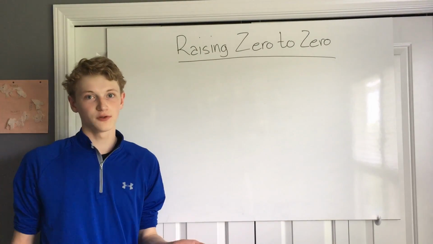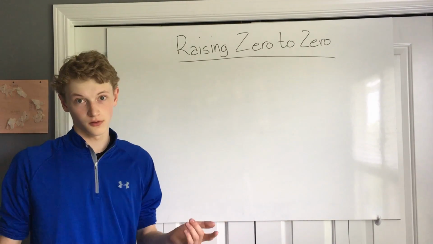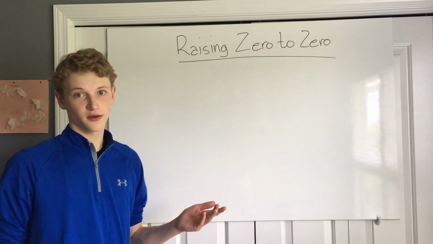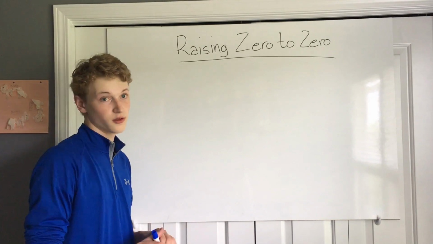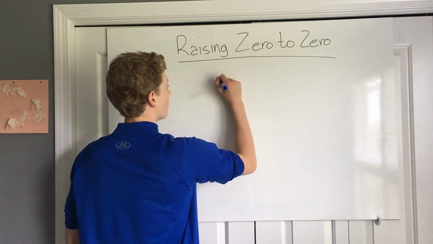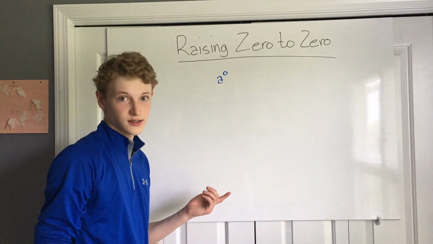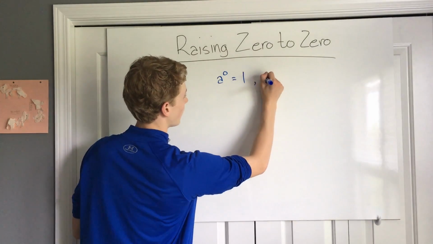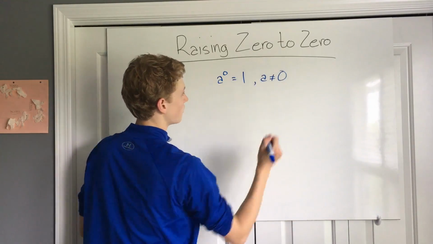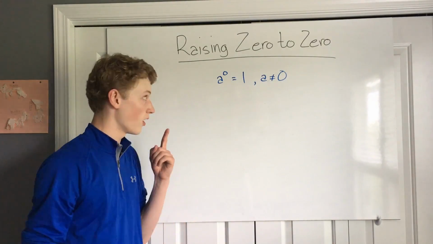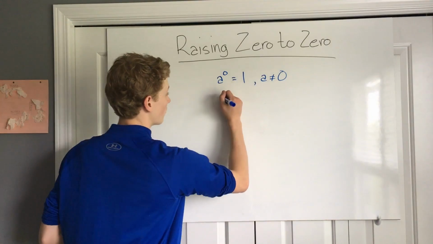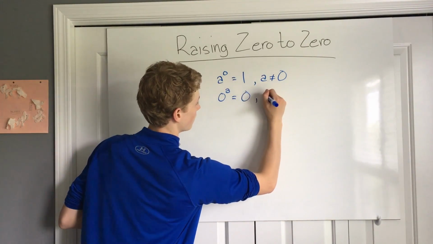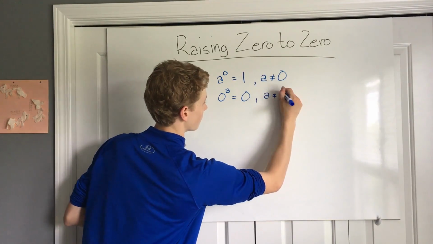So now let's look at what happens when we try to raise 0 to 0. So again, let's talk about some very basic properties of math. So when we raise a to the 0th power, that just equals 1 when a does not equal 0. Okay, that's our basic property number 1. Number 2, when we raise 0 to a, it always equals 0 when a is not equal to 0.